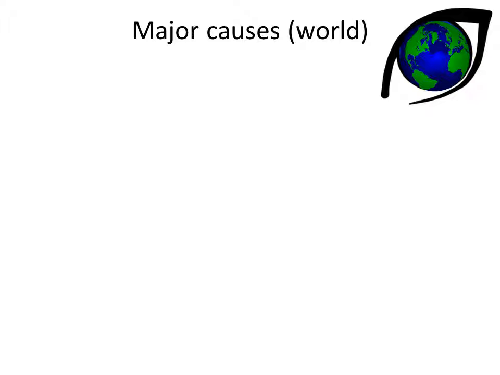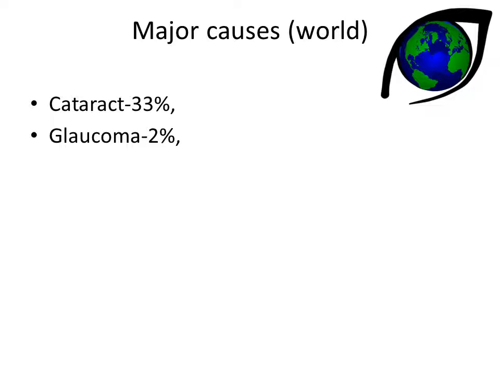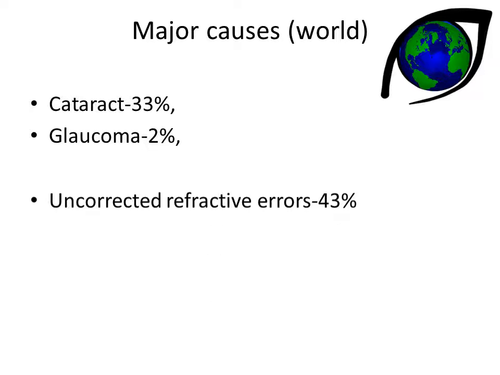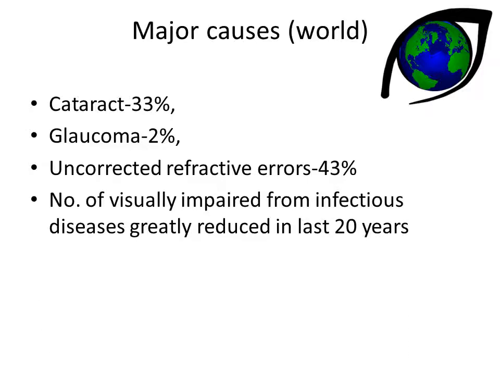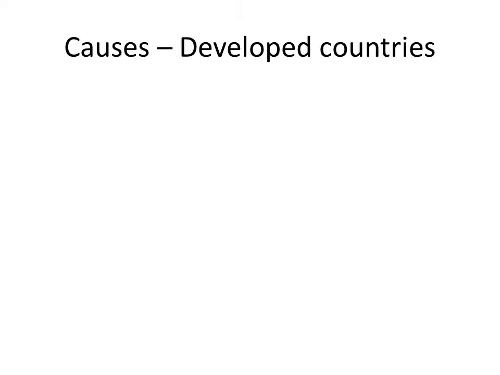What are the major causes of blindness in the world? You can see cataract forms a major 33%. That is, 33% of the blind in the world are due to cataract. Others are glaucoma, uncorrected refractive errors. The number of visually impaired from infectious diseases has greatly reduced in last 20 years, as discussed before, because of public health measures. Those were causes of blindness in the world.